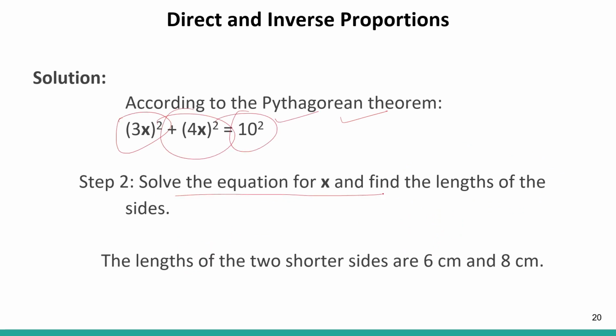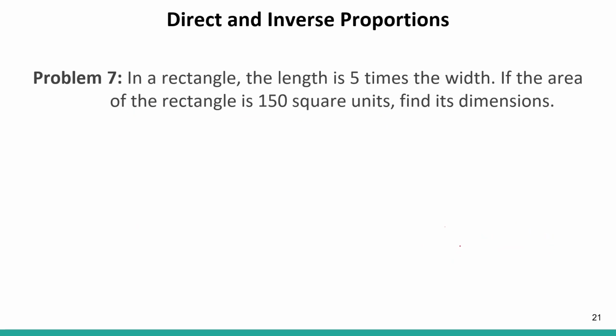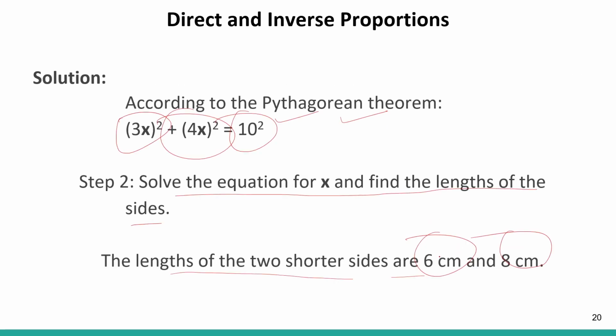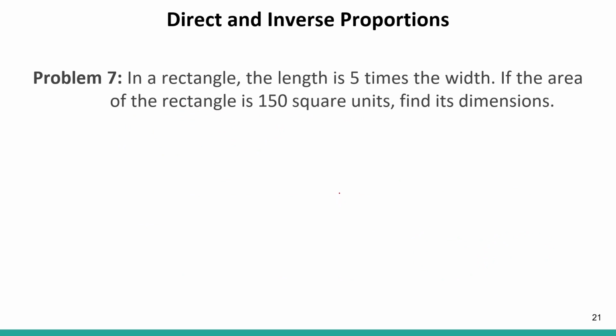So solving the equation for x and finding the length of the sides. The length of the two shorter sides is 6 centimeter and 8 centimeter. So this is the answer. That is, one side is 6 centimeter long and another side is 8 centimeter long. So let's see problem number 7.